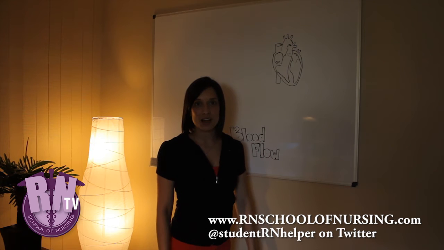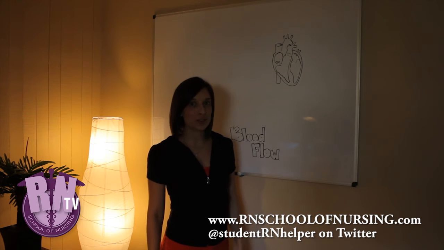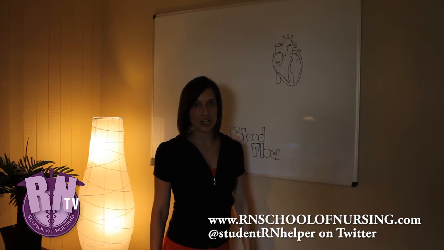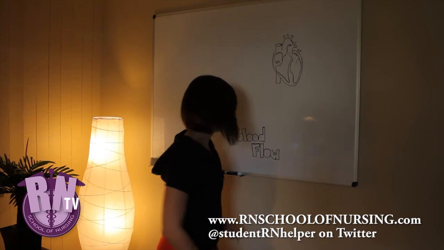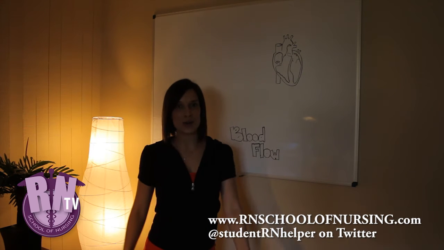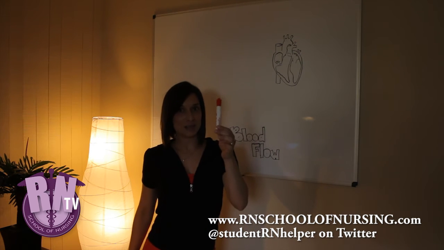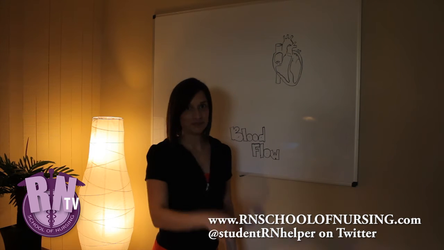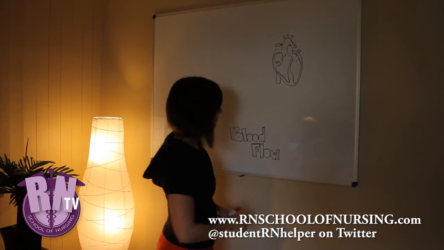Today I'm going to talk about a very general overview of the blood flow through the heart, my favorite. Okay, so I'll use red and blue to show oxygenated blood and deoxygenated blood as it's traveling through the heart.